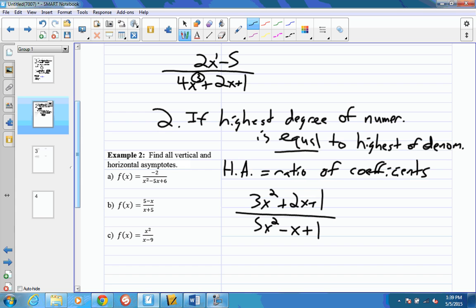So what I need to look at then is the ratio of the leading coefficients. The highest one is 3x squared in the numerator. The highest one in the denominator is 5x squared. What I want to take is the leading coefficients, 3 and 5, and make them a ratio. So the ratio here is I have a horizontal asymptote at y equals 3 over 5. That's just the number 3 over the number 5.